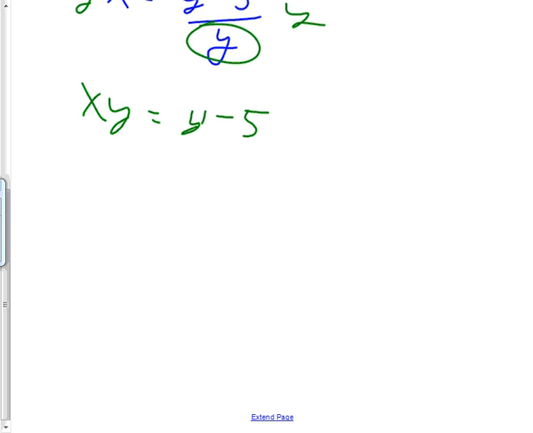Then, try to get the y's alone. You got to get them together first. So this has to come over there. Xy minus y equals negative 5. Then, I got to get the y's alone. So I'm trying to get down to just one y. So I factor the y out. That's the biggest, hardest part.